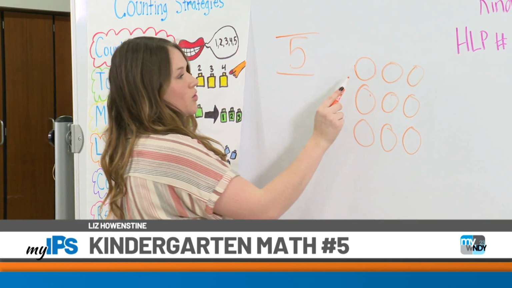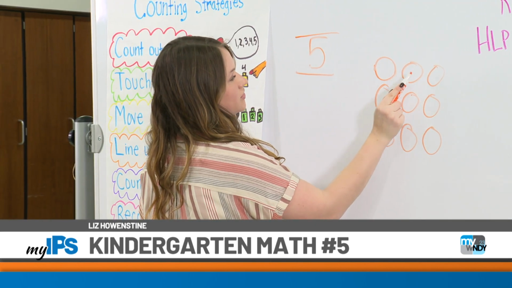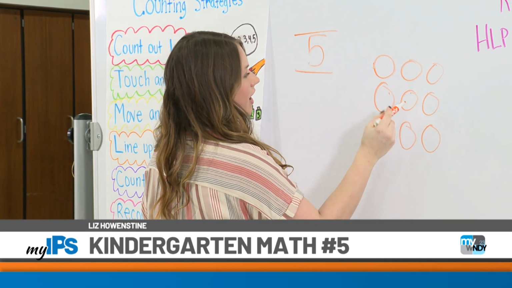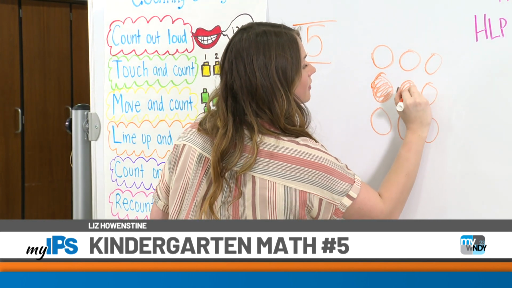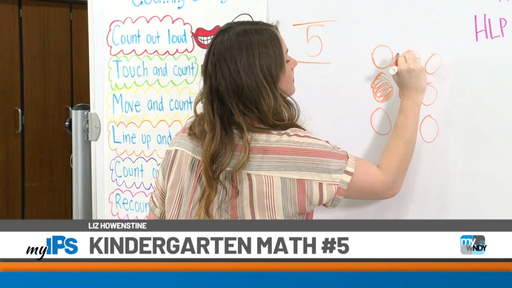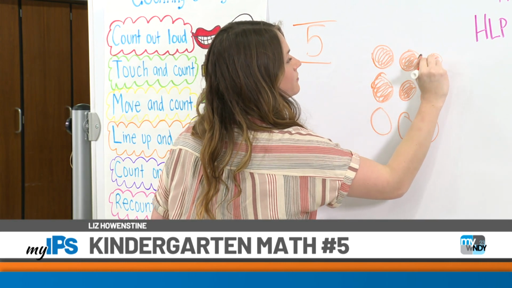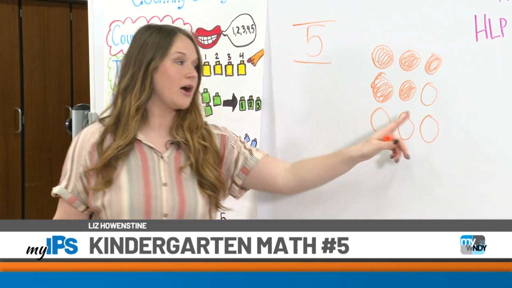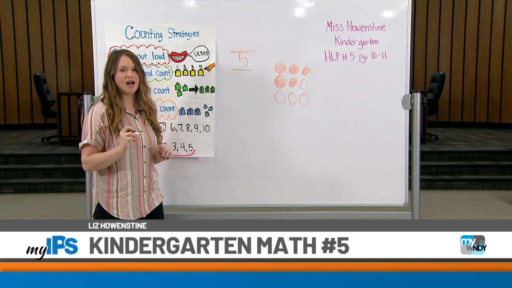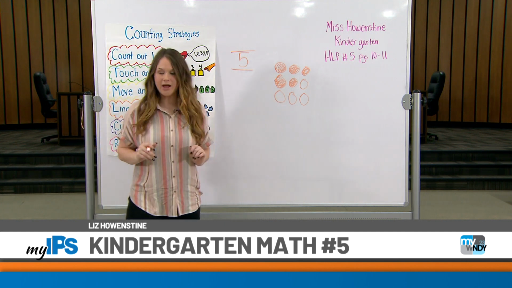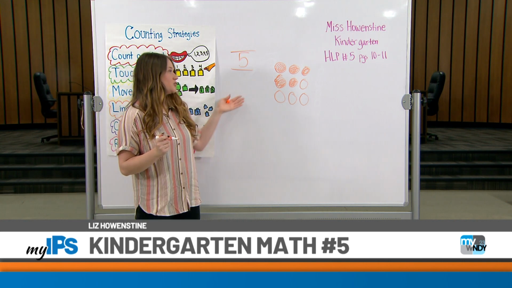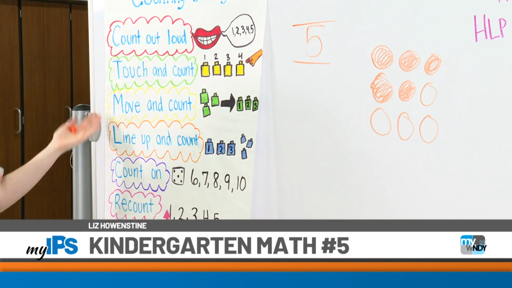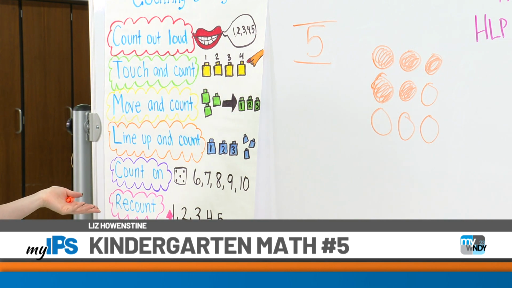So let's see. We can count 1, 2, 3, 4, 5. Okay, so we want to count 5, color 5 circles. Only 5. I know you might want to color all of them, but do not. You just color the 5, okay? And so then you will do that all on your own in your packet, just like I did. And you can pick a strategy and use that strategy.